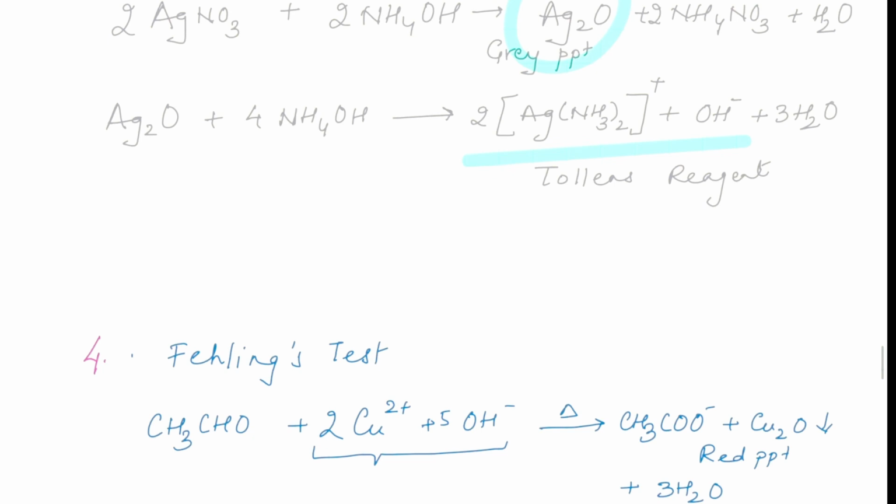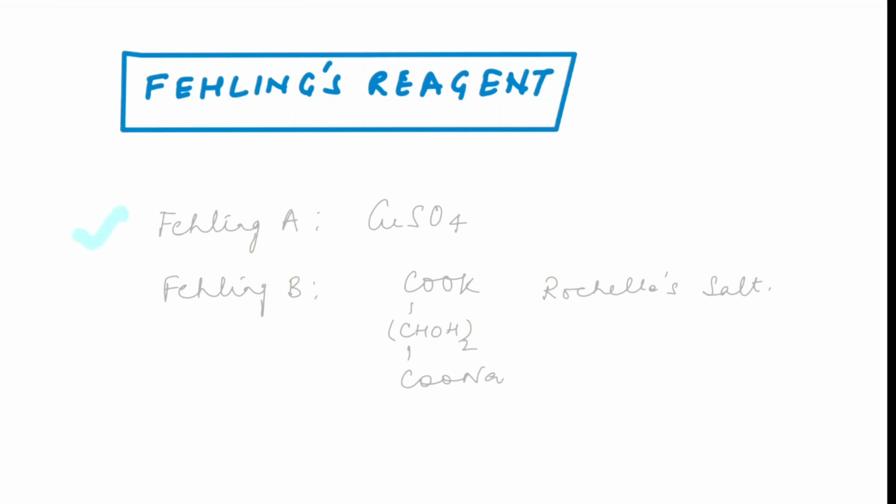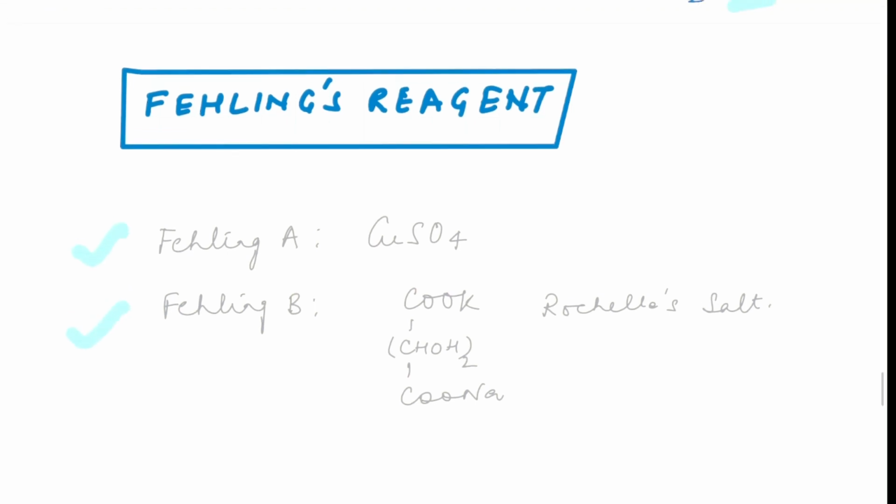So let us write Fehling's test, in which we take, in basic medium, cupric ions, which give us acid salt, Cu2O and water. Fehling's reagent has Fehling A and Fehling B. Fehling A has copper sulfate, Fehling B has sodium potassium tartrate, which is also known as Rochelle salt.